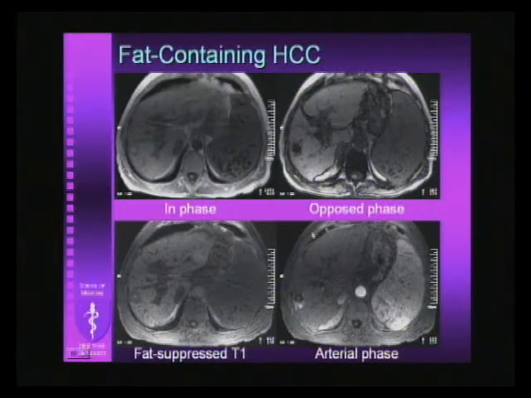This is one of the relatively uncommon fat-containing hepatocellular carcinomas that we've seen. Here's the in phase and the out of phase. You see a lot of signal loss here. And the giveaway that this is a malignancy is, first of all, you have cirrhosis and splenomegaly, and then on the arterial phase, you have arterial enhancement in this portion of the tumor, which is, again, very suspicious for hepatocellular carcinoma.